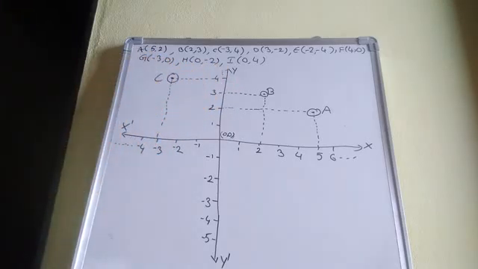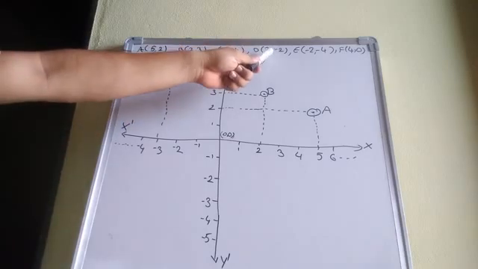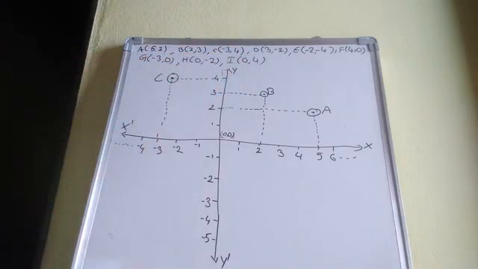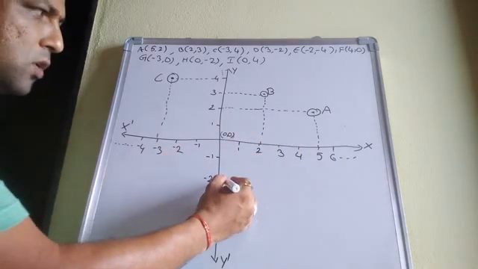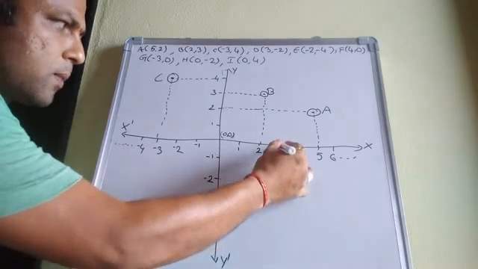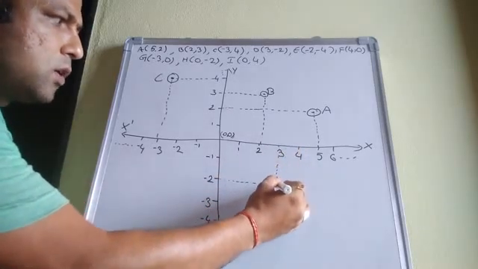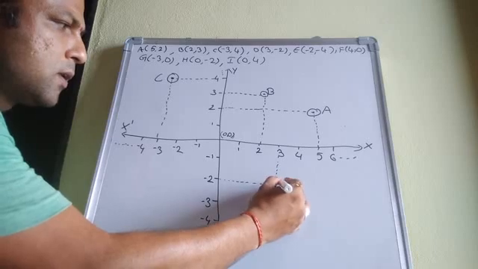And what is D? For point D we have taken the example (3, -2). So the x value is 3 and the y value is -2. Clearly this point lies in the fourth quadrant. So we will check it out. The x value is 3, the y value is -2, so we will plot it in this manner. This point is nothing but D.